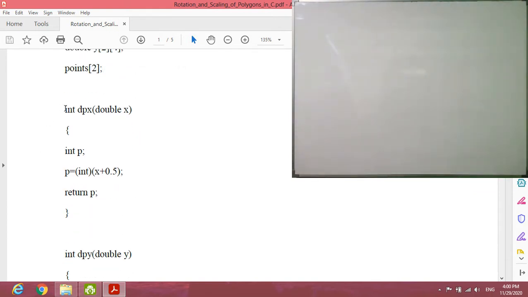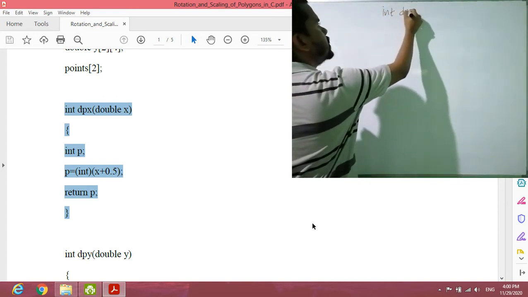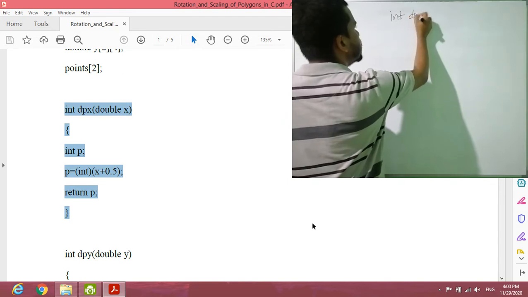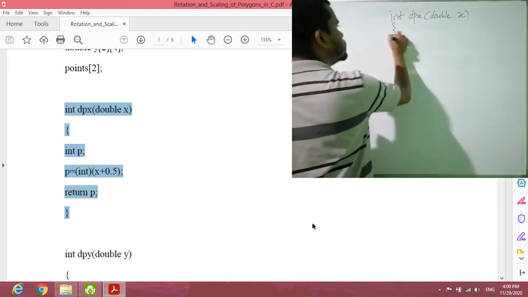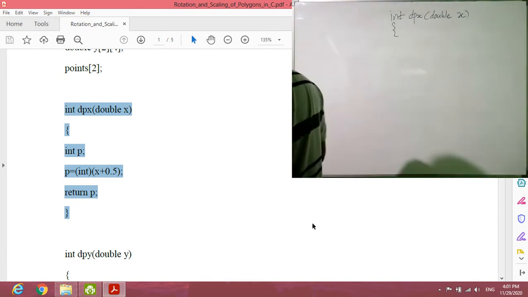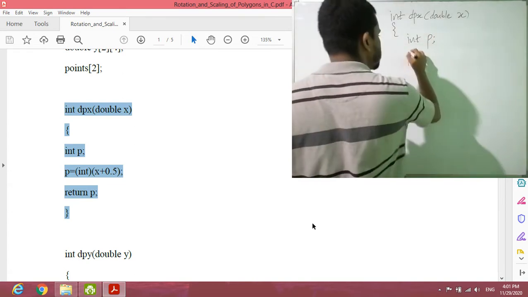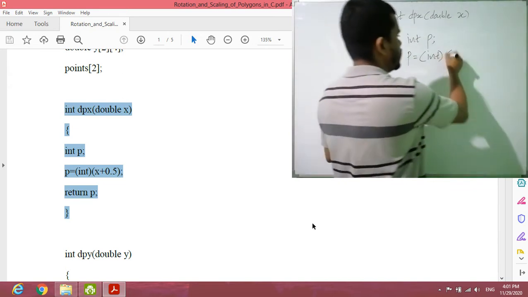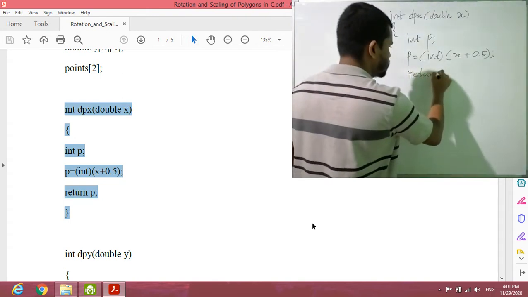Now let's move here and try to understand this particular function. int dpx(double x), I will write the body as well, since it is a very short body. We return (int)(x + 0.5).